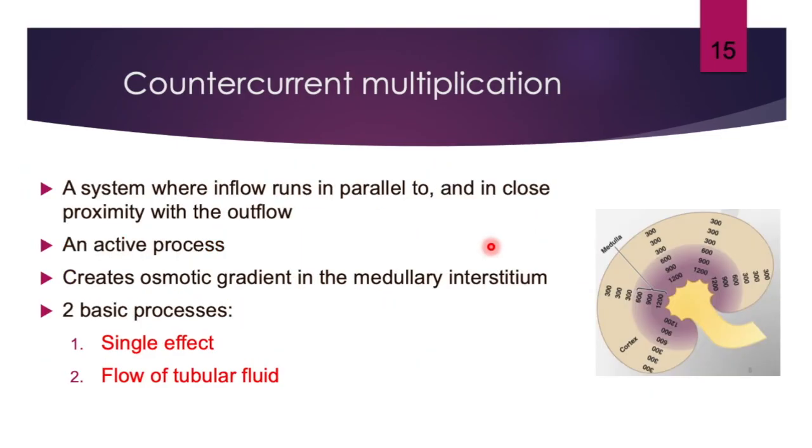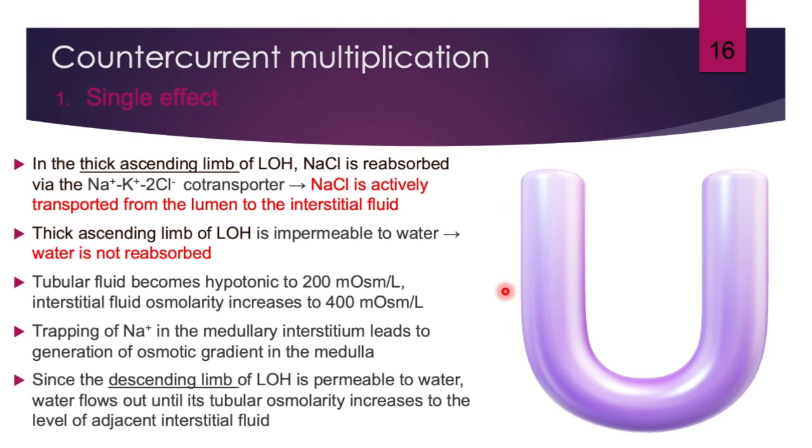Countercurrent multiplication is a system where inflow runs in parallel to and in close proximity with the outflow. It is an active process that helps to create an osmotic gradient in the medullary interstitium. There are two basic processes in countercurrent multiplication, which are single effect and flow of tubular fluid. First, let us look at the single effect.